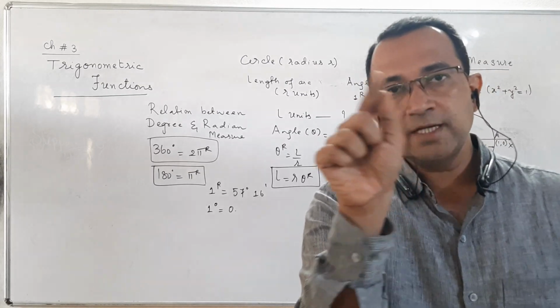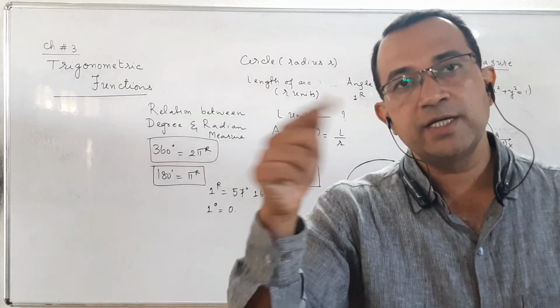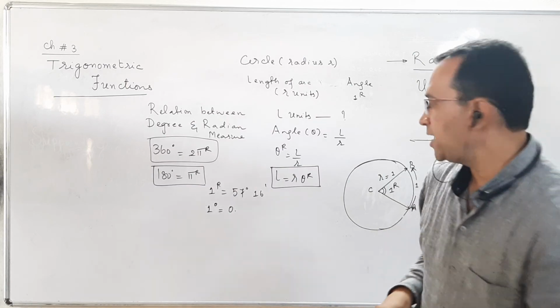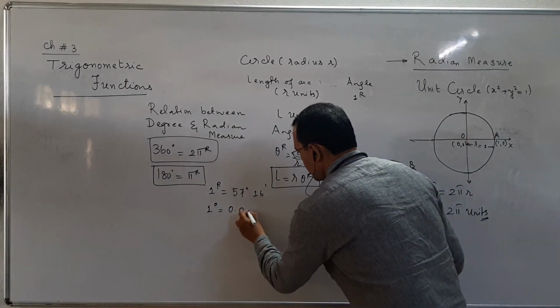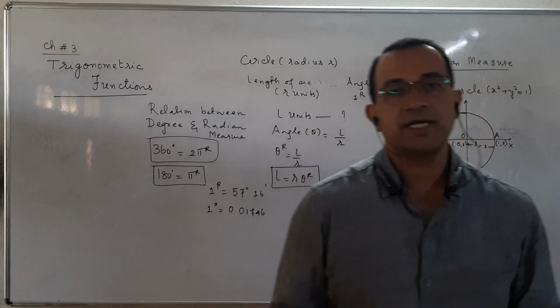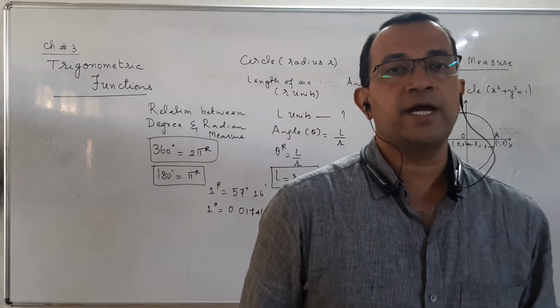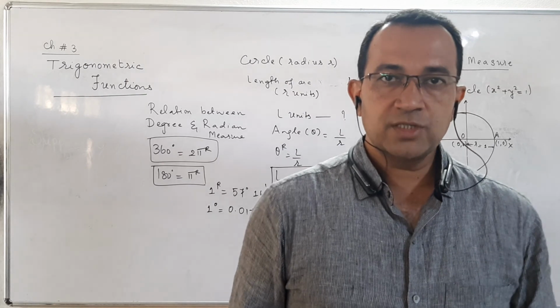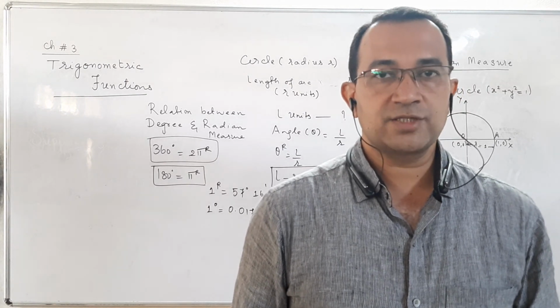Again, 180 degree is equal to pi radian. So 1 degree is equal to how much? Pi by 180. And that is 0.01746. This, students, we can easily memorize. Clear, students? So this concludes our lecture, students.